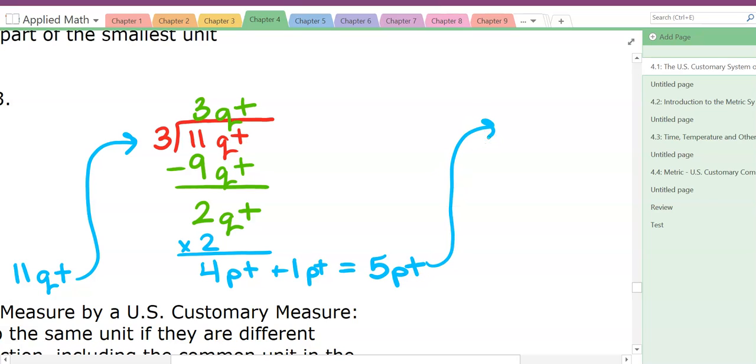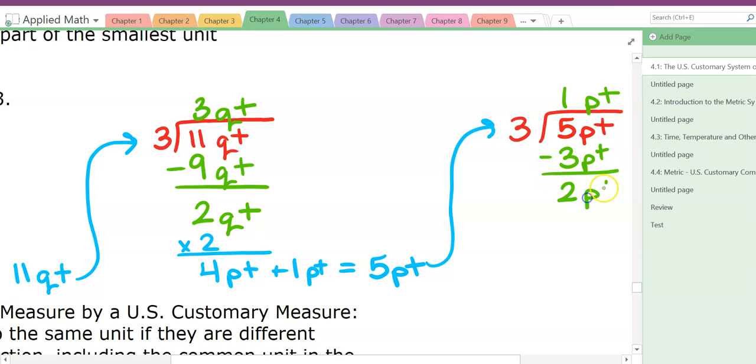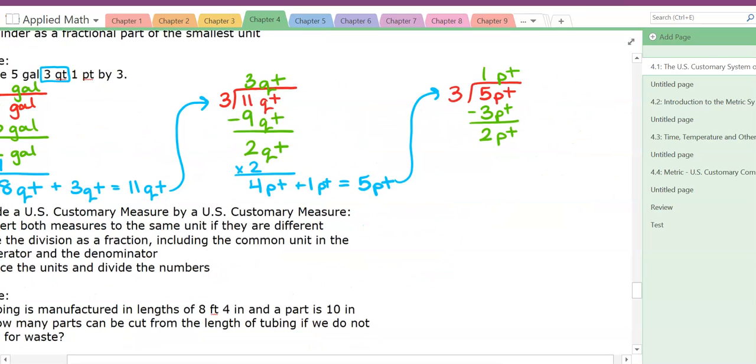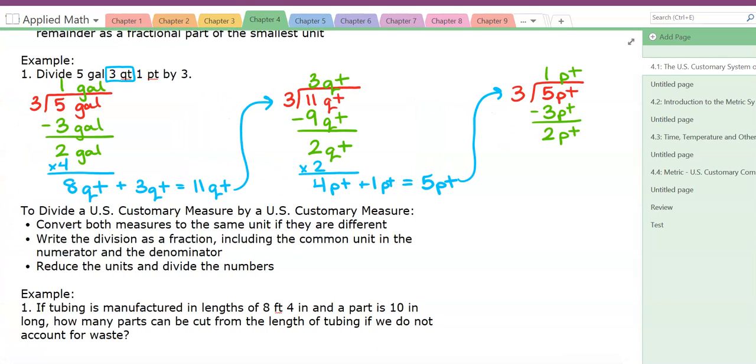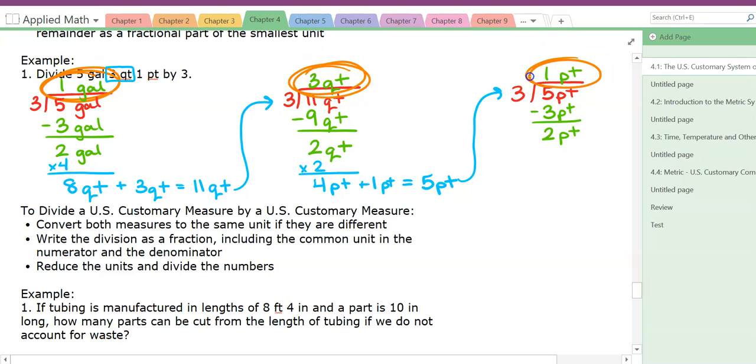We're going to do this one last time. So I'm going to take 3 and divide it into 5 pints. So 3 can go into 5 one time. So we have 3 pints, and when we subtract, we get a remainder of 2. Okay, so we can't convert this anymore because the problem had gallons, quarts, pints. If we look at this whole problem here, I have to go out a little bit so you can see everything. Right now we have full units. We have 1 gallon, 3 quarts, and 1 pint.